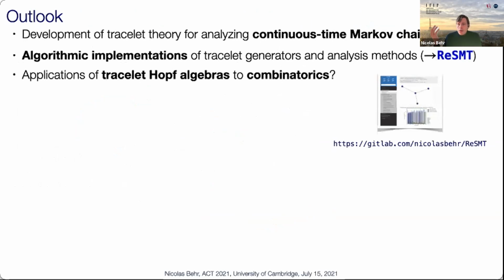Anyways, the outlook here is that, of course, we ultimately want to use this for Markov chain theory. That's the whole motivation. And there's also a question of tool support, and I'm currently working with Reiko Heckel on this package called ReSMT, which is trying to hack this problem of composing tracelets. And of course, because we are already finding some examples of combinatorics, it seems to be a natural arena to start from, not quite as complicated as Markov chains.